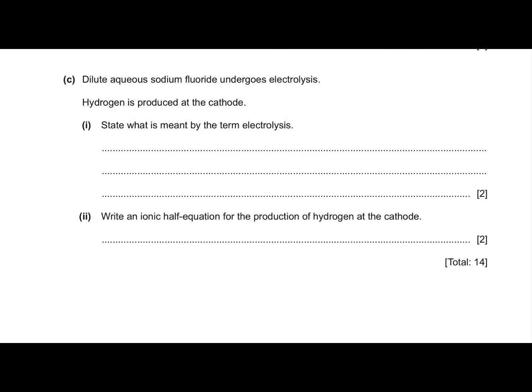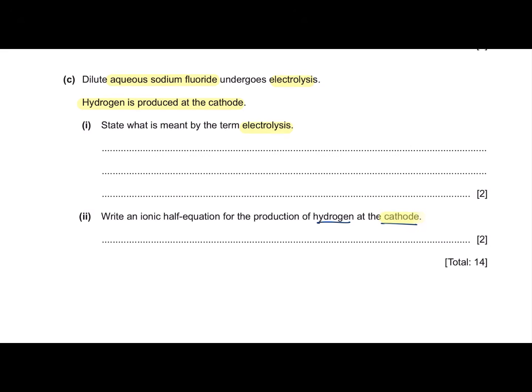Part number 3. Dilute aqueous sodium fluoride undergoes electrolysis. Hydrogen is produced at cathode. State what is meant by the term electrolysis. It is the breakdown of an ionic compound in molten or aqueous state through passage of an electrical current, or you can simply say through passage of electricity.